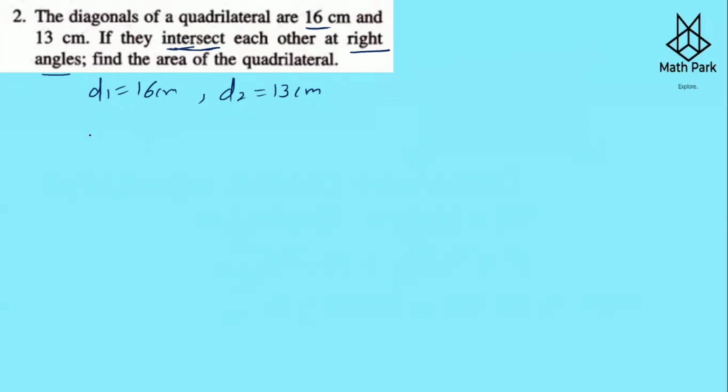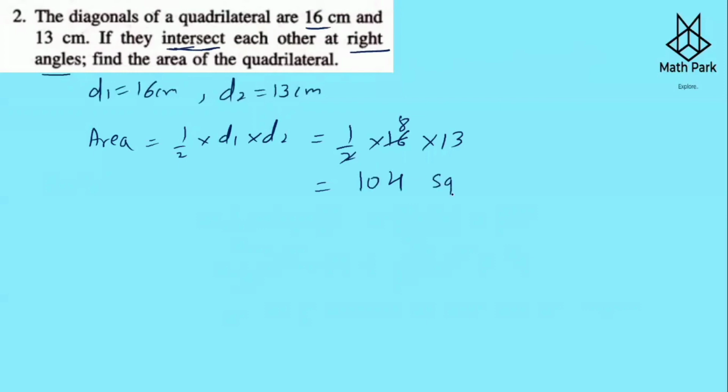So area of this quadrilateral is going to be half the product of diagonals as it is intersecting at right angles. So area is equal to half of D1 into D2. Let us put the values. Half of diagonal 1, which is 16, and diagonal 2, which is 13. So we have 2 8s are 16, and 13 times 8: 8 3s are 24, 8 1s are 8 plus 2, 10. 104 square centimeter is the area of this quadrilateral.